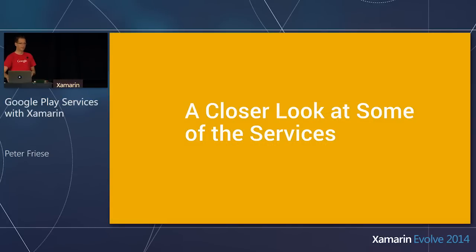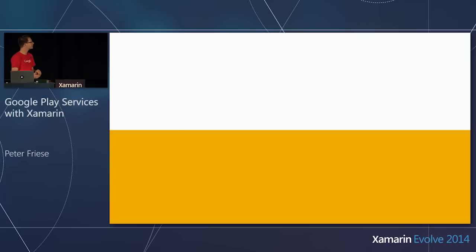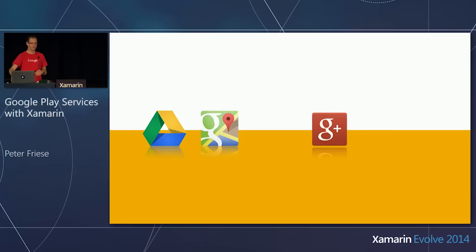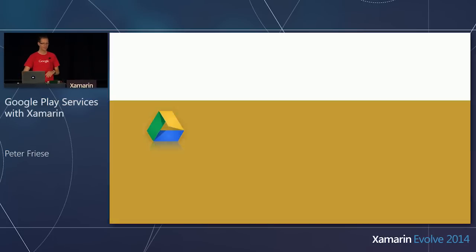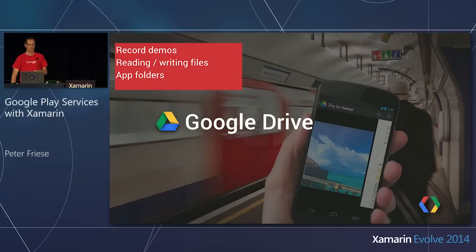Let's have a look at some of the services that we offer. So we offer a whole range of services, and today we're going to have a look at a few of them. So we've got Google Drive, we've got Google Maps, we've got Street View, we've got Google+, we've got activity detection, and we've got app indexing. Let's first have a look at Google Drive.